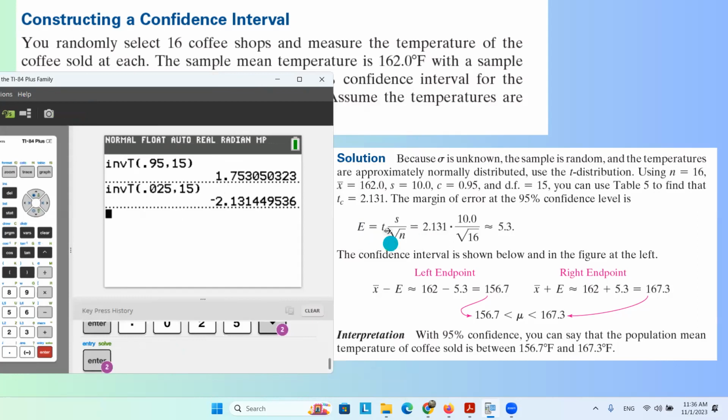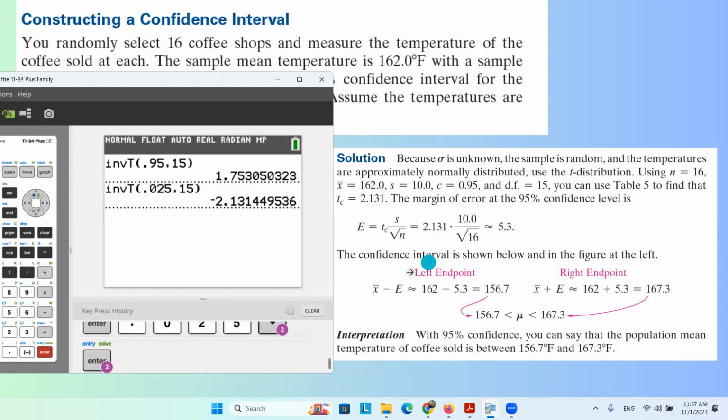So this is the margin of error: t sub c, 2.131, times s, the sample standard deviation 10, divided by square root of n, which is 16. This number is approximately 5.3. So this is our distance.